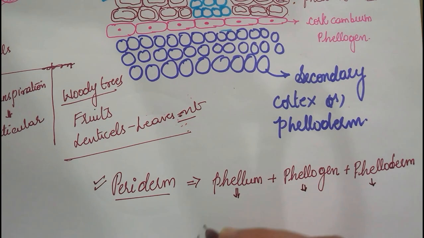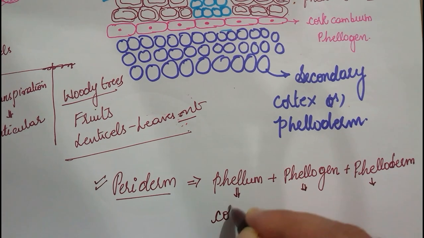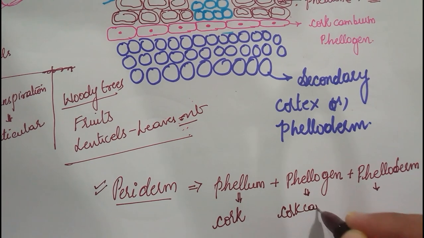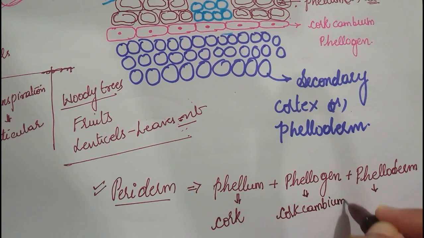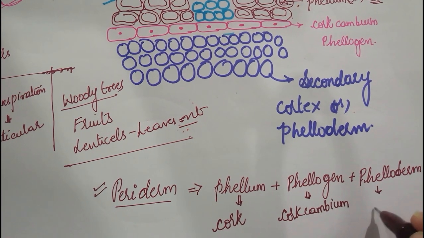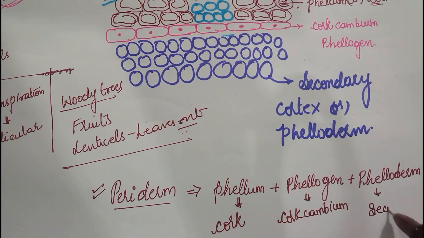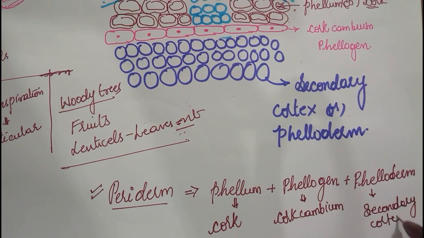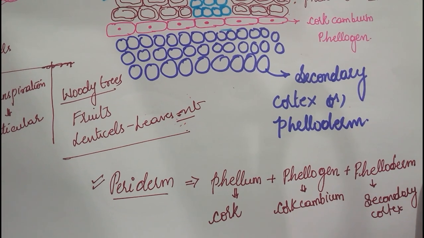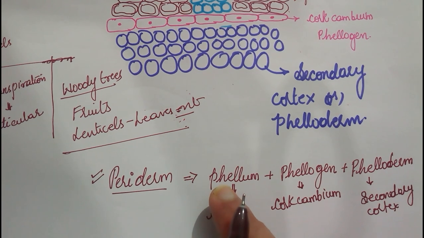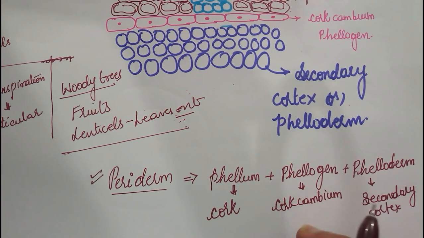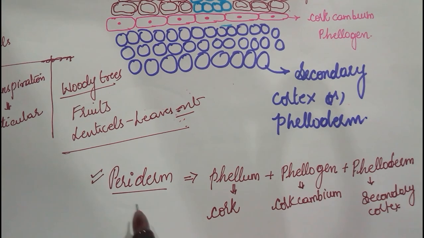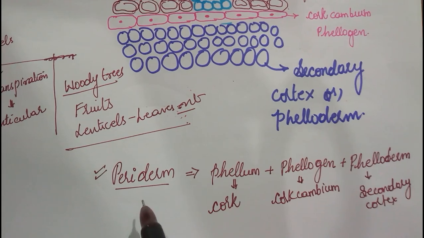Now, what is the phellum also called? It is also called cork. Phellogen is also called the cork cambium, and phelloderm is also called the secondary cortex. So phellum is cork, phellogen is cork cambium, phelloderm is the secondary cortex. Together these are called the periderm.